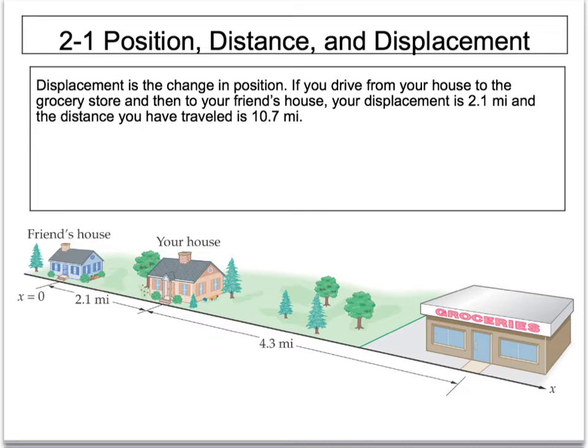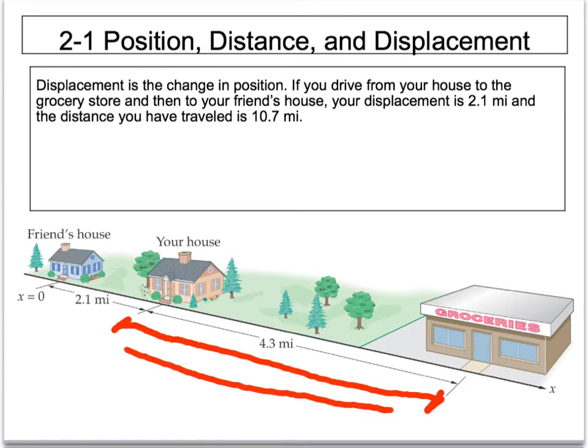Displacement is change in position. So if you drive from your house to the grocery store and then from the grocery store to your friend's house, your change in position from where you started to where you finished is 2.1 miles, while your distance is 10.7 miles, total length traveled. The displacement is just how far you are in one direction from start to finish.